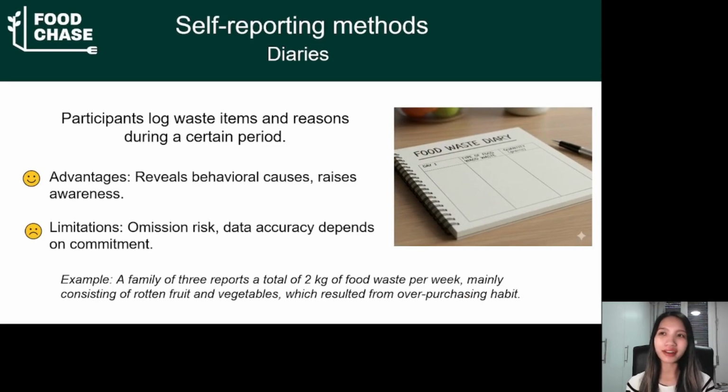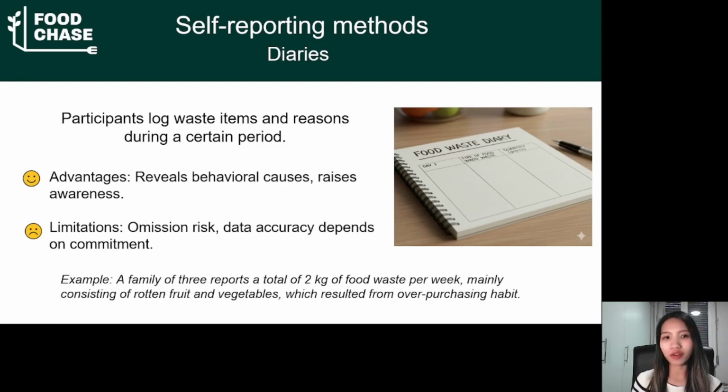In the third category, the diary method, the participant records waste items and the reason for the waste during a certain period. It could be on a daily, monthly, or weekly basis. This method can reveal behavioral costs and raise awareness, because during the recording, the participant can reflect on why they are wasting and what they are wasting.